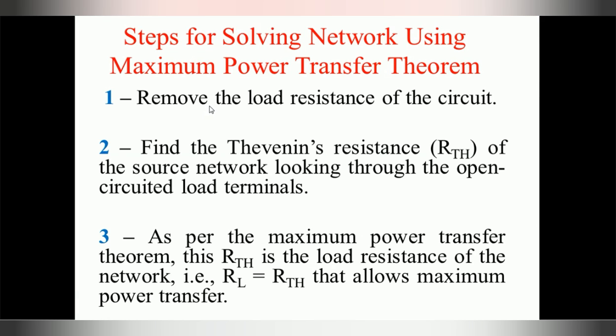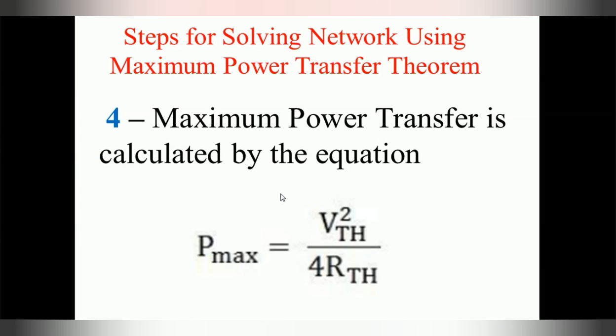So initially remove the load resistance, then find the Thevenin's equivalent circuit, that is finding the Thevenin's voltage and the Thevenin's resistance value. And finally we want to connect the load resistance, and that load resistance value must be equal to the Thevenin's resistance value so that the maximum power will be transferred. And the maximum power transfer is calculated by using the equation: maximum power is equal to, already we have the Thevenin's equivalent circuit, so in that circuit we have the VTH value, that is Thevenin's equivalent voltage, VTH square divided by 4 into RTH. So this is the formula for getting the maximum power at the load side.